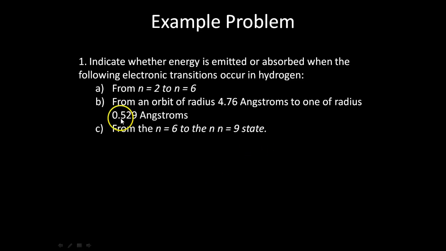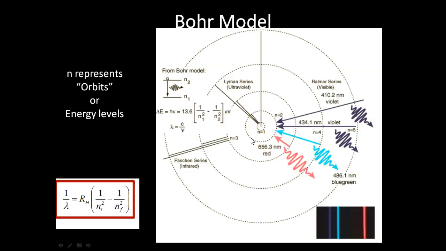So if you came across a problem like this: indicate which energy is emitted or absorbed when the following electronic transition occurs, when it goes from n = 2, a level 2, to a level 6. Well, if an electron is going from level 2 to level 6, it needs energy to increase its level. So it's absorbing a photon if it goes from n = 2 to n = 6. That would be like going from this space right here to a ring that's not quite drawn, but is outside of these rings. So it's increasing whenever it goes from inner to outer, or from a lower level to an upper level.